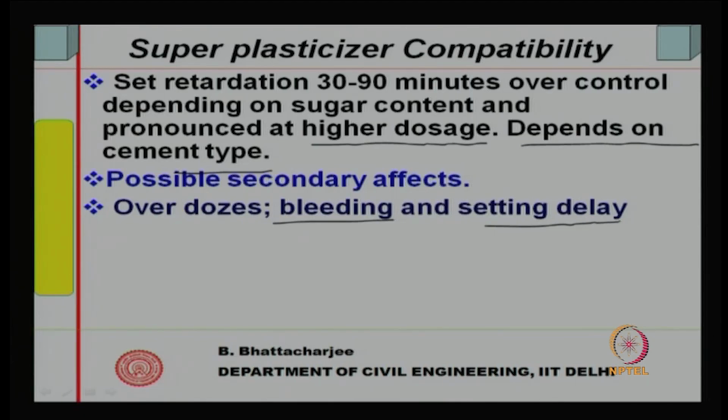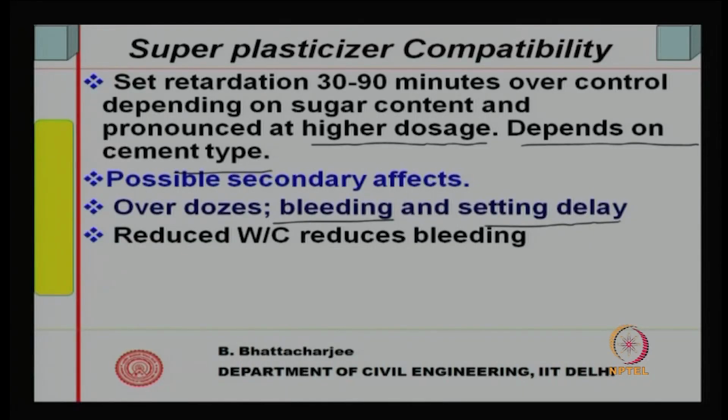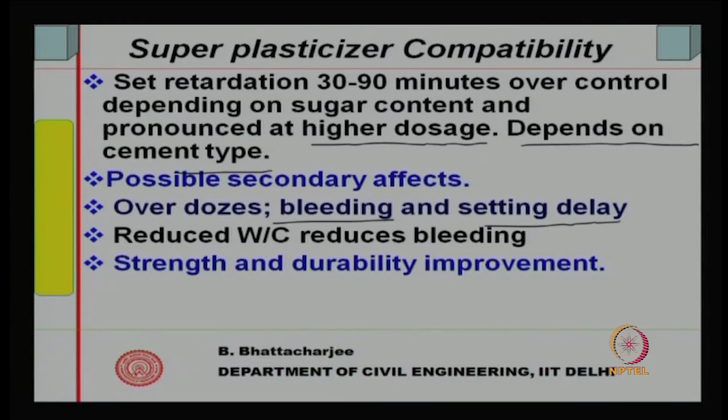In fact, if you go on increasing the dosage of the superplasticizer, beyond a point it will not show any further plasticizing effect. There is a point of diminishing return. So, the maximum dosage is such that beyond that, if you increase further, you will not get any further plasticizing effect. So, that is the maximum, and you should not have any kind of negative effect. Lower water cement ratio means bleeding will be reduced, and you will get strength improvement as well.